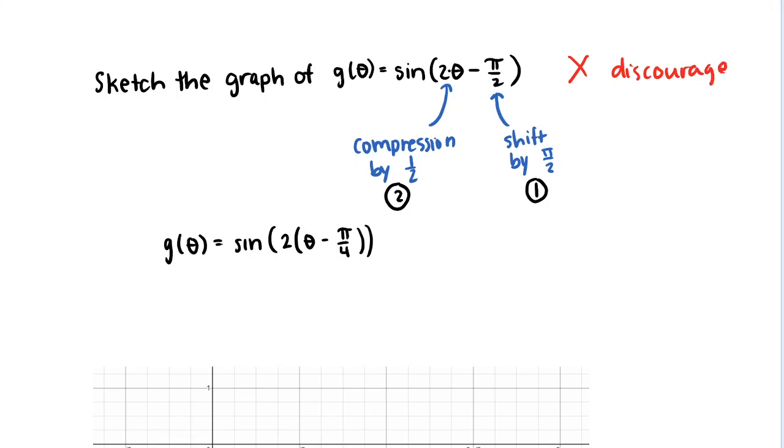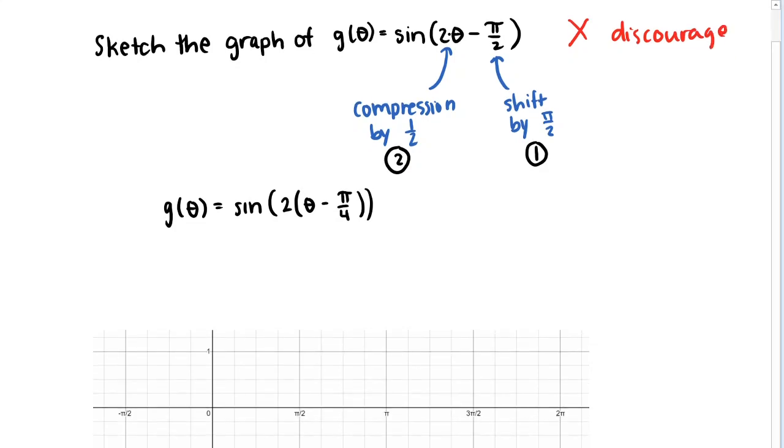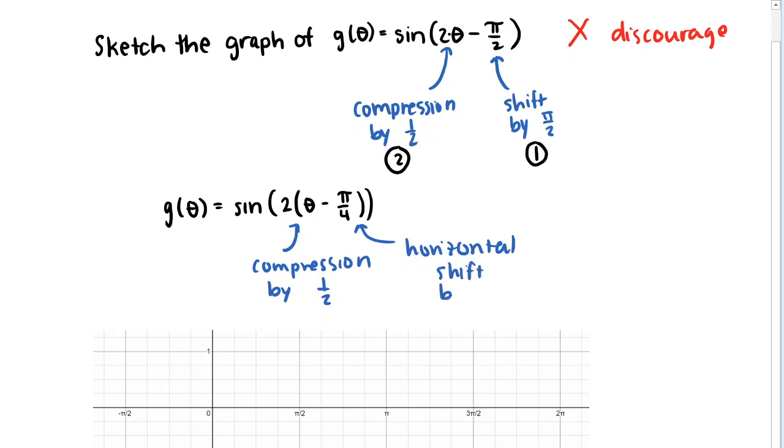Whereas here, if we factor out that input factor of 2, we can really still see that same compression by a factor of 1/2. And then we can see that horizontal shift by pi over 4 to the right. And with this factoring done, really this compression would be applied first, and then this shift would be applied second, kind of in our ideal way.